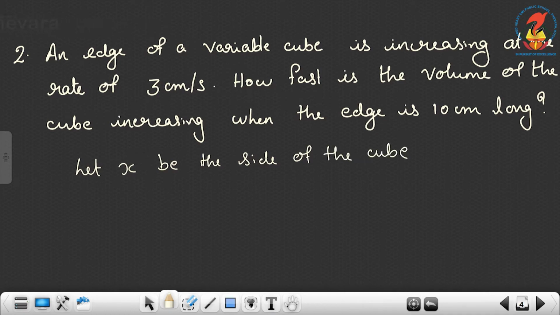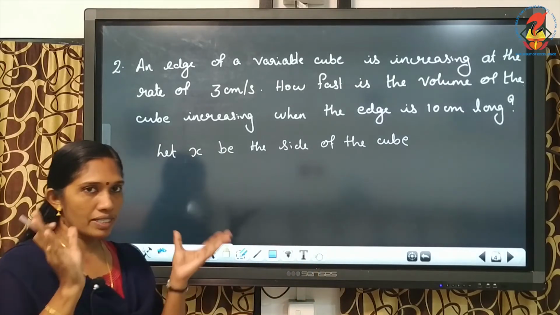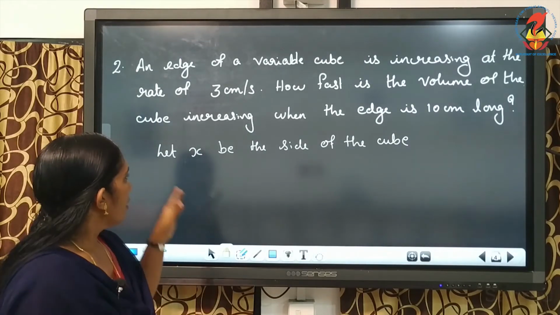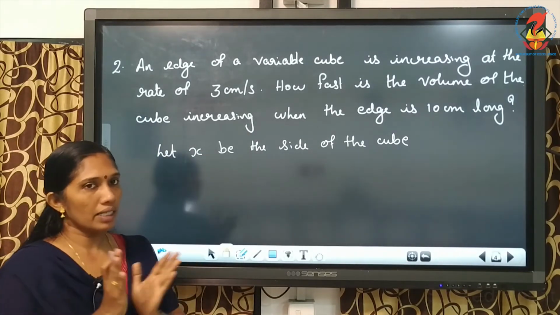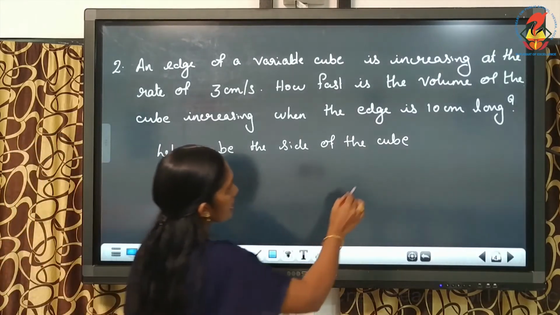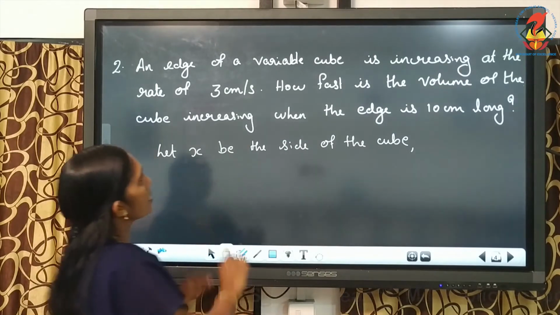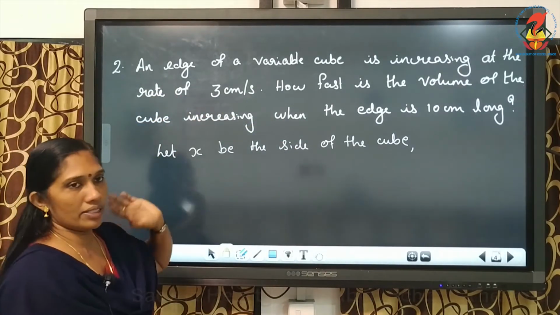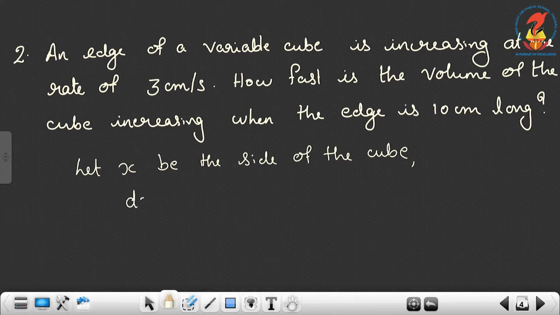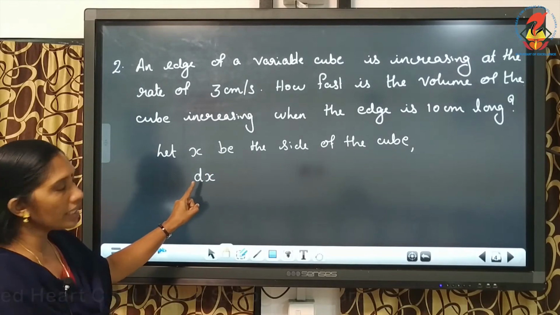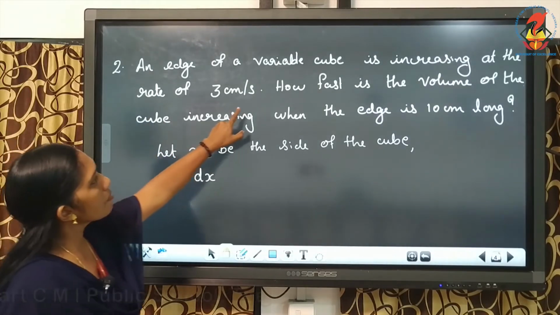Cube means all faces, how many faces for a cube, all these you have to bring to your mind. x be the side, all sides are equal. So x be the side of the cube, then what is given? The side or edge is increasing at the rate. So dx, this x is changing, x is increasing. Then with respect to what?